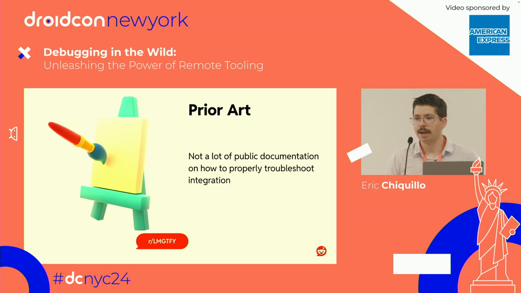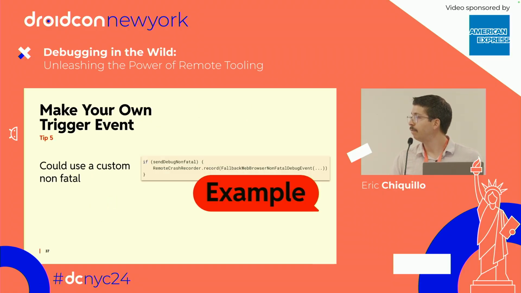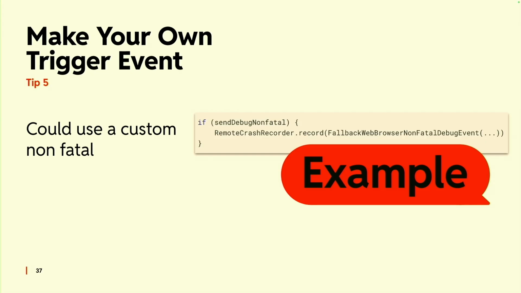So I looked around for prior art. I looked to see if anyone else had run into the issue where the callback was not executing when they were expecting it to. I did not see anything, so I needed to find a way to get more info. And like I said before, because I didn't have a crash, how do I get my breadcrumbs? And my solution for this, which is tip number 5, is to make your own trigger event.